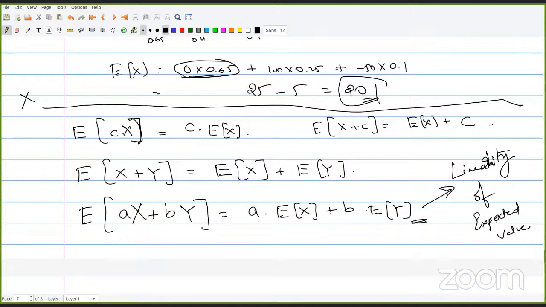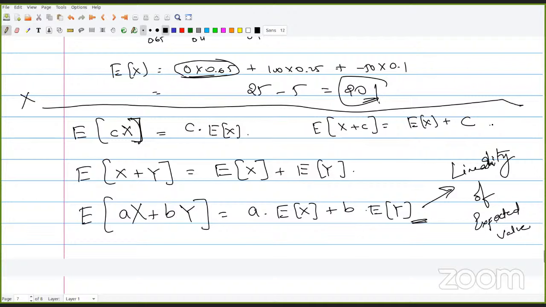Anything to do with products also? It will be C only. Expected value of a constant is that constant only. Yes. The variance is 0. Sorry, variance will be 0. Yes, my mistake.